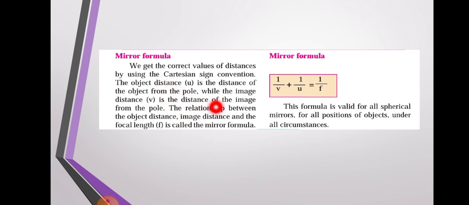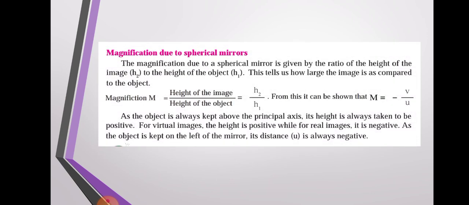Mirror formula we have learned: 1 upon v plus 1 upon u is equal to 1 upon f. v मतलब क्या? Image distance. Okay, and here u is object distance and f is what? Focal length. Okay, and then we have learned magnification due to spherical mirror. So spherical mirror का magnification का formula क्या है? m is equal to height of the image formed divided by height of the object. So that is h2 upon h1. Okay, for numericals this is very important. So remember this magnification formula very well.